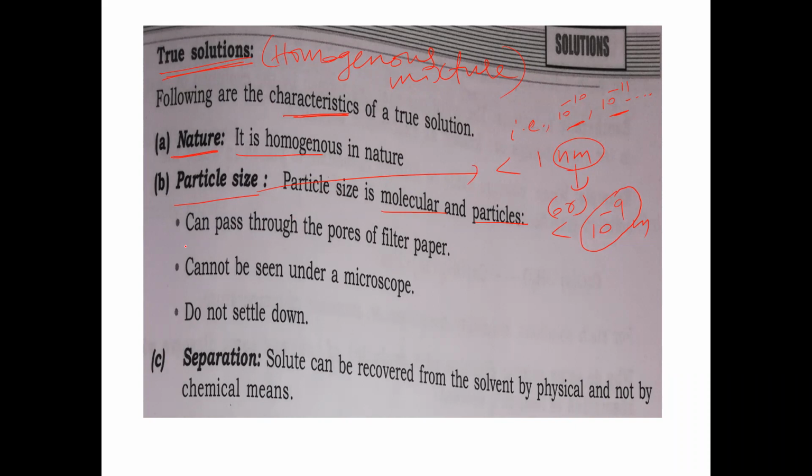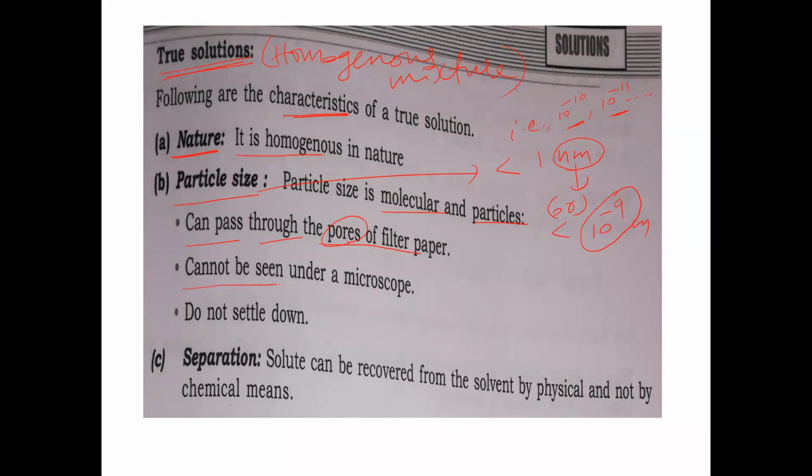And these particles can pass through the pores of filter paper. When you filter the true solution, the residue will not be obtained on the paper. All the particles will go through the holes of the filter paper. Pores means holes. So all these molecules will pass through the holes of the filter paper. The particles of true solution will pass through what? They will pass through filter paper. That's why we cannot filter the true solution.